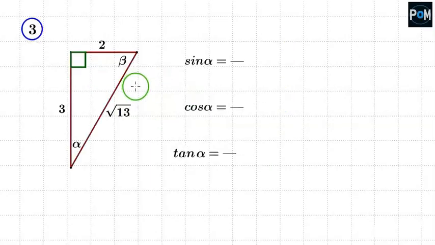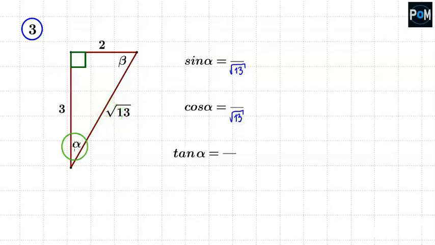In the third example, we also write down sine alpha, cosine alpha, and tangent alpha. The angle alpha is here, so we are focusing on this angle. Beta does not concern us. Sine and cosine, as we remember, we put the hypotenuse in the denominator. The hypotenuse is the longest side. That is the square root of 13. This is in the denominator of both sine and cosine.